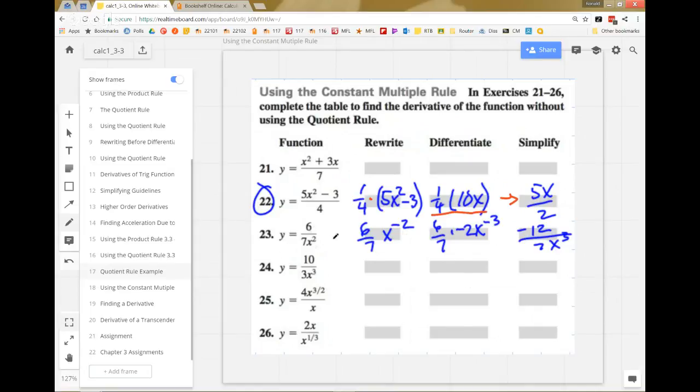This one here. So we can pull the 6/7 out, and we can write x squared in the denominator as x to the negative 2. Now use the product rule. So what we've done is avoided using the quotient rule in this case. Does that mean you have to do it that way? No, but we're trying to teach you efficient ways to take a derivative.